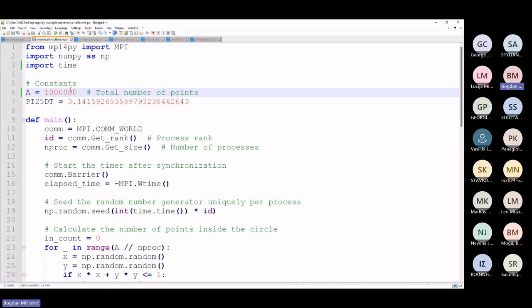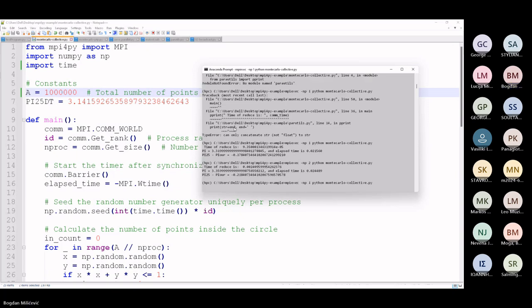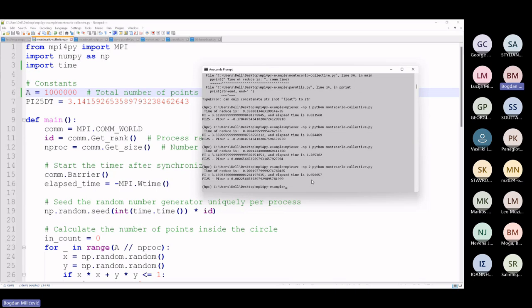Let's increase to 1 million and see what happens then. Let's try a single process. So 1. We see here that reduction time is fairly, the time for communication is fairly small, and the total time elapsed is like this. That seems okay. So now let's try 2 to see if it's worse or if it's better. It is better now, right?